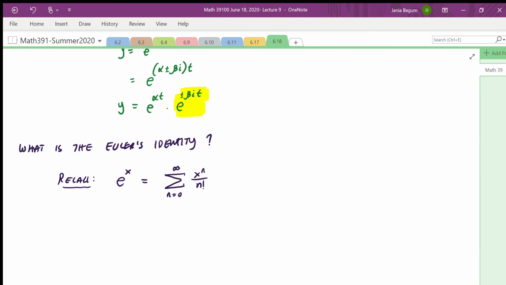So this is defined everywhere on the real line, negative infinity to infinity, right? Now, I'm going to modify this just a little bit. What if we want to know the formula for e to the ix? What do you think that's going to look like?